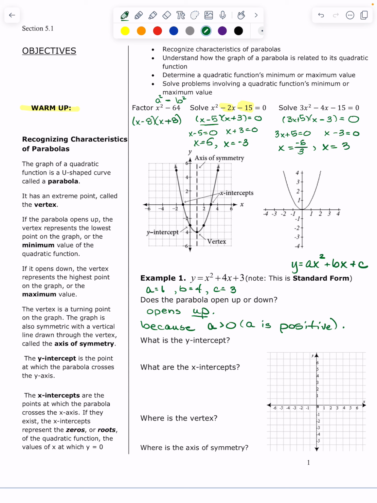Our y-intercept is where we cross the y-axis. So let's see if I can get my highlighter right here. So here is where we are talking about the y-intercept. If it crosses the y-axis, that means that x is 0.